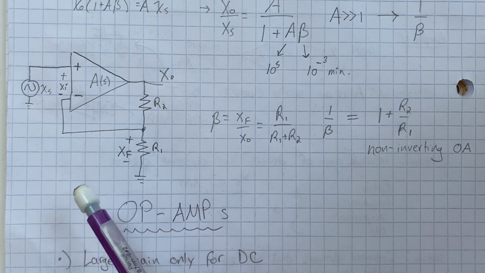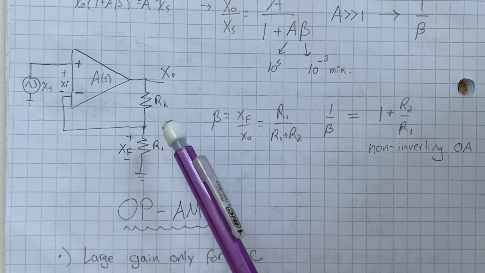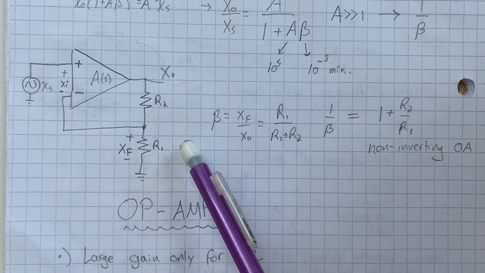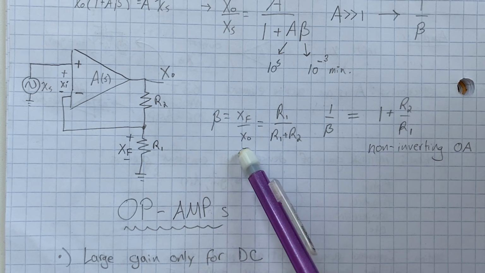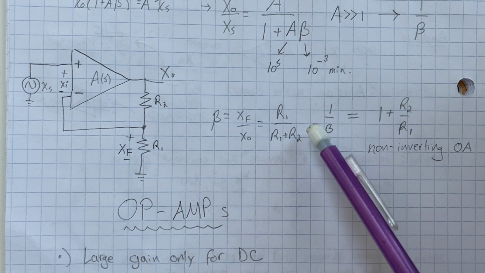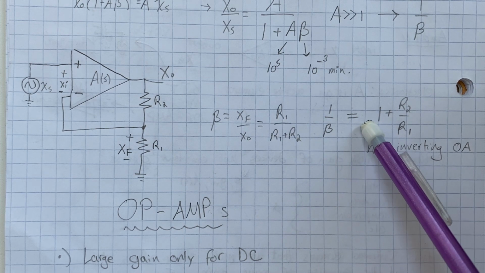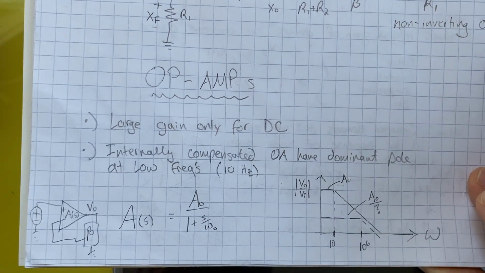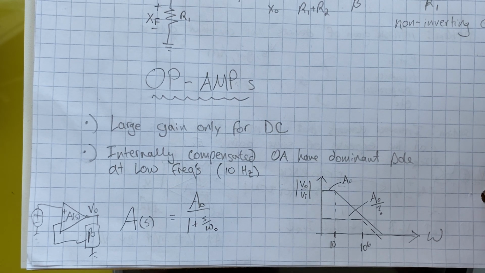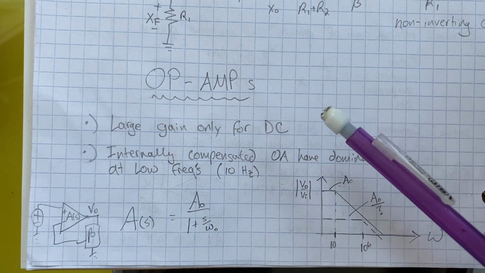Let's say beta is the feedback voltage we're feeding back to the input, which by resistive voltage division is just R1 over R1 plus R2 for the feedback over the output. If that's beta, then 1 over beta is 1 plus R2 over R1, which is the equation we're used to for non-inverting op amps. And let's see something else important about op amps. That large gain of 100,000 or so is only for really low frequencies.